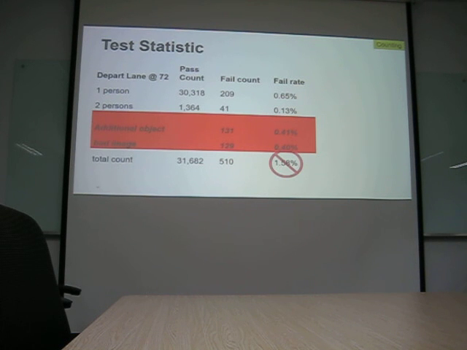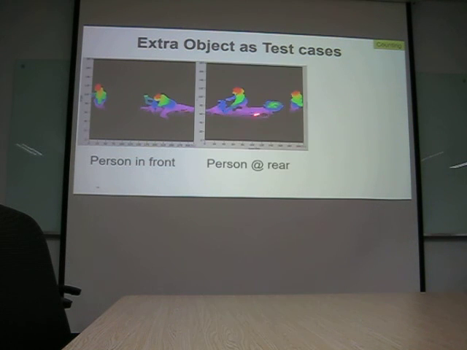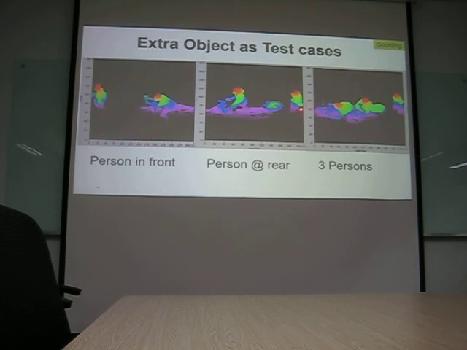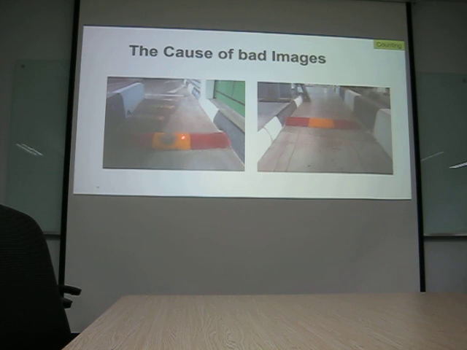The next one we got very bad. Why? Extra object test case. So you can pick up all of this. Our problem was all like that. You see this? You cannot figure out what it is. The problem was caused by bumps. When the motorcycle goes through the bump, it oscillates, and when it oscillates, it affects capturing the whole vehicle.